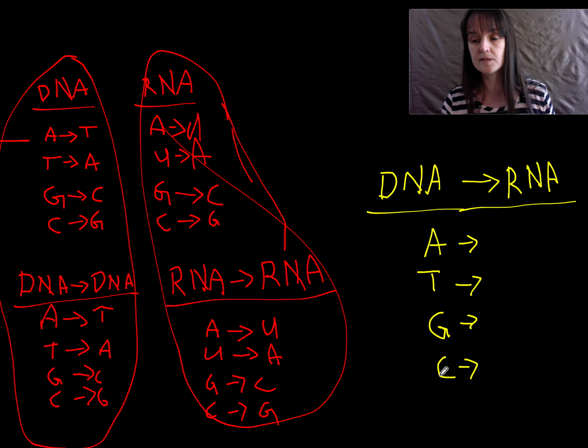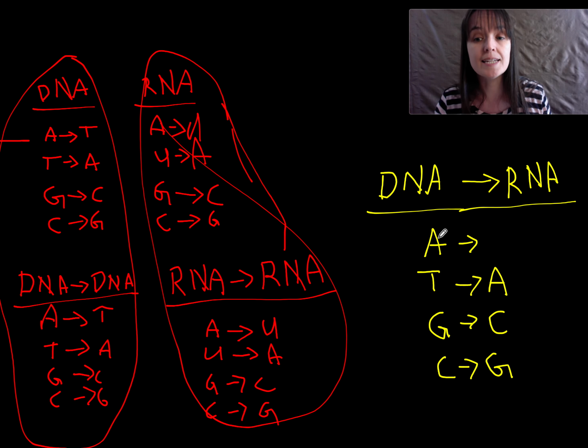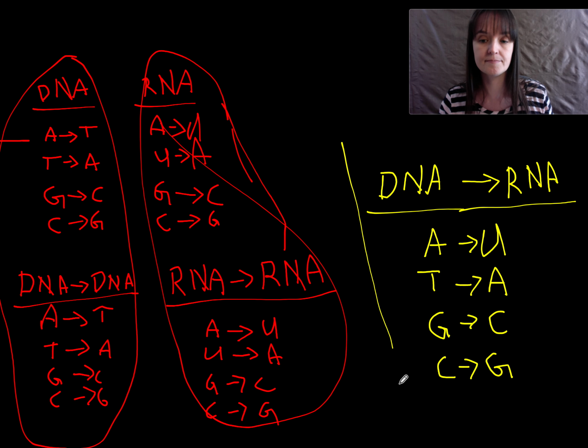Okay, well, let's start at the bottom and go up. What does a cytosine bind to? A guanine, only, ever. What's a guanine bind to? A cytosine, only, ever. What's a thymine bind to? Only, ever, adenine. Here's the difference. What does an adenine in DNA bind to in RNA? No thymine in RNA. The adenine binds to the uracil.